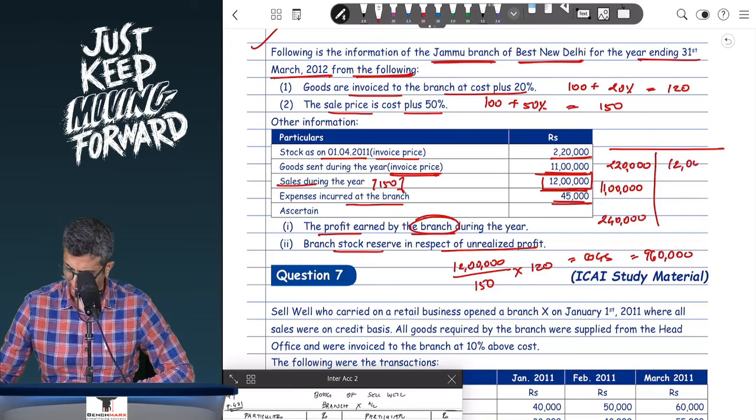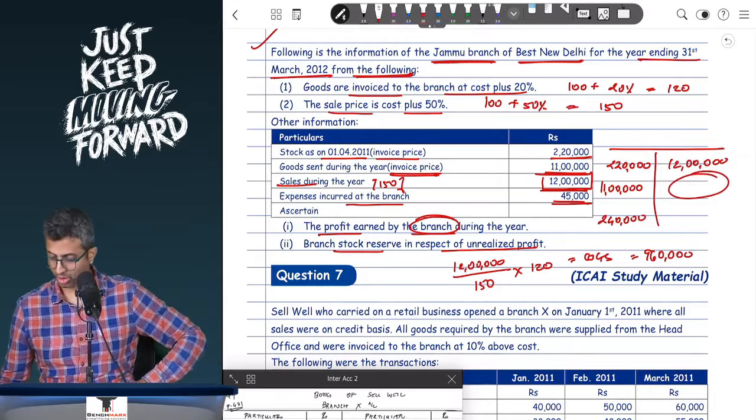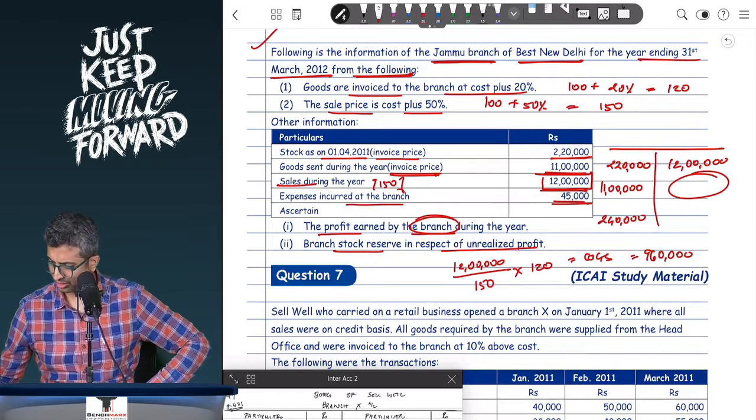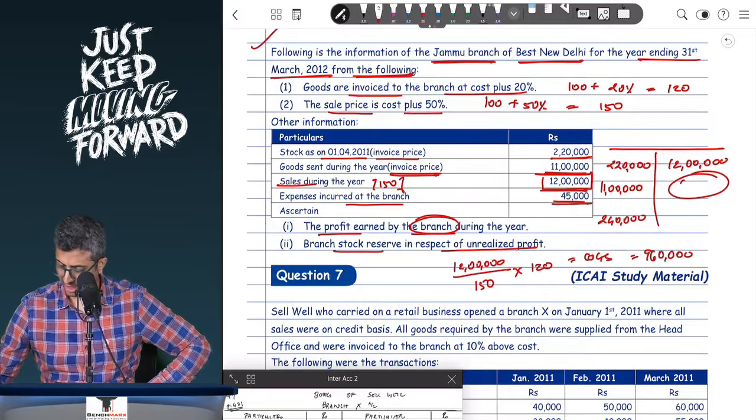12 lakh is the sales, which means you can find the balancing figure as the closing stock. So if I look at the closing stock, 2,20,000 plus 11 lakh plus 2,40,000 minus 12 lakh. So this is 3,60,000. There are other ways in which you can also solve.